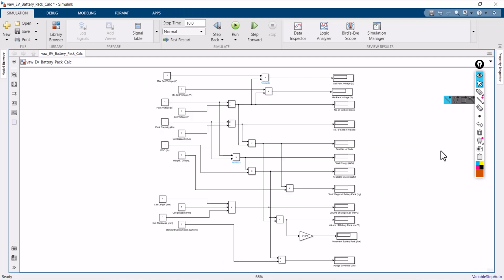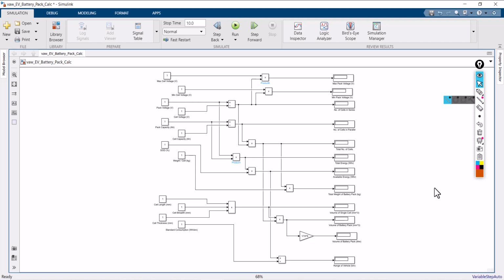So now these are the battery pack calculations using MATLAB. The program is quite easy. Whatever blocks I used are simple addition, multiplication, division and gain blocks only. The program is very simple. You can easily use the formulas to do the battery pack calculation.